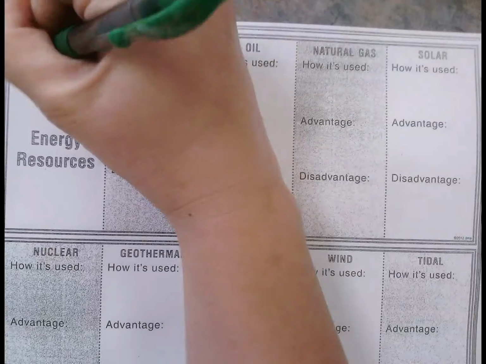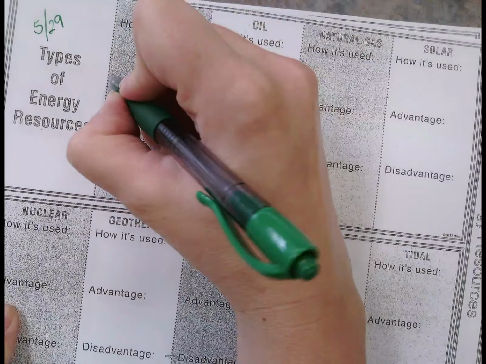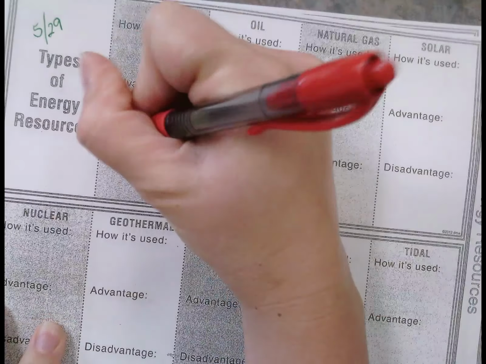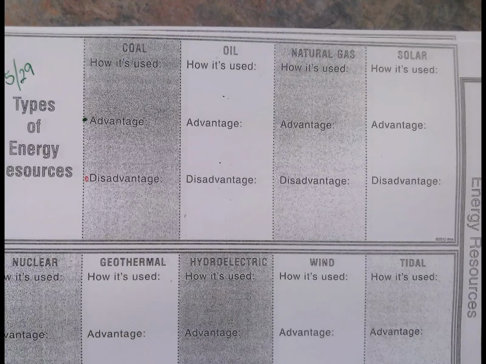Each of these is a different type of energy resource, so we're just going to briefly go over how it's used, or what humans use it for, an advantage and a disadvantage. Some of these might have more than one. Actually, I'm going to color code this a little differently now. We'll do green for advantage, and disadvantage will just be red, just so you can see it. I know it's a little difficult to see parts of this, but you'll be fine.